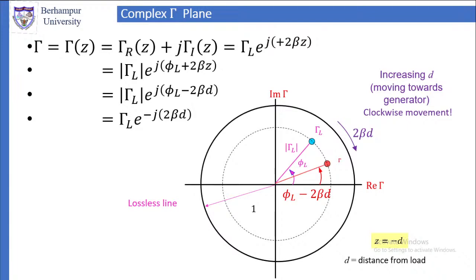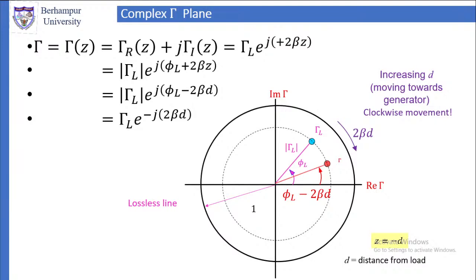Gamma L is due to the load. It has an amplitude and it has an angle. So both of them are there. So you can write that as absolute gamma L exponential j phi L into exponential j 2 beta z. So that is the second line. In the third line, what we have done is, we have written that it is equal to absolute gamma L exponential j phi L remains as it is, then 2 beta remains as it is, then z becomes minus d.